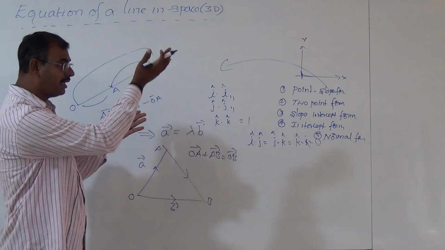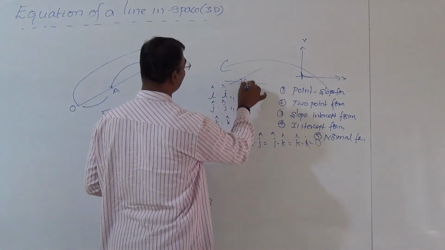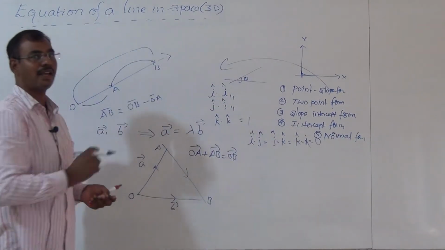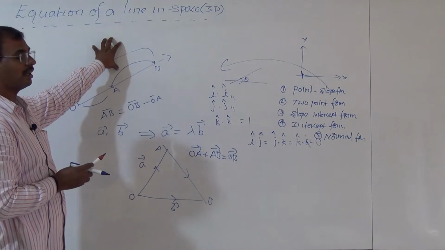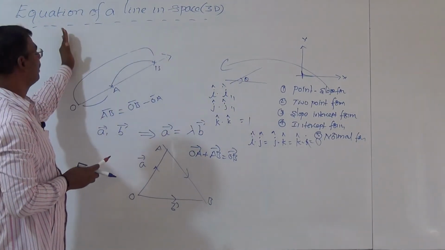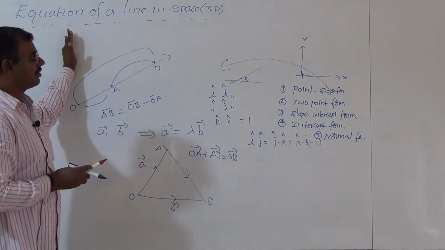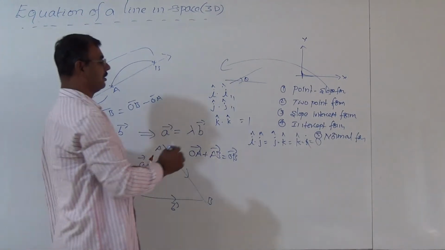Slope here becomes inclination. Inclination is nothing but what? Angle only. Angle means here direction angle. So directions are required: direction cosines or direction ratios. Slope in 3D is nothing but direction ratios or direction cosines. This is the first one.